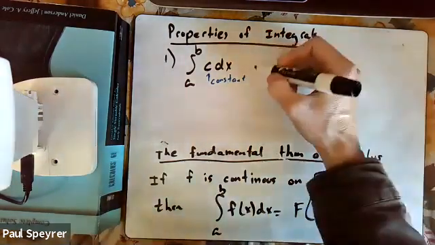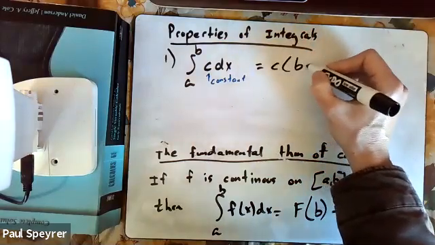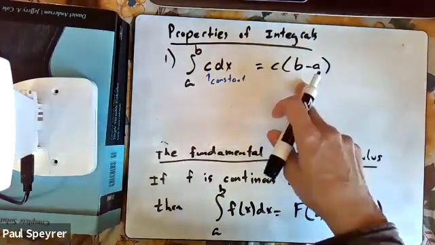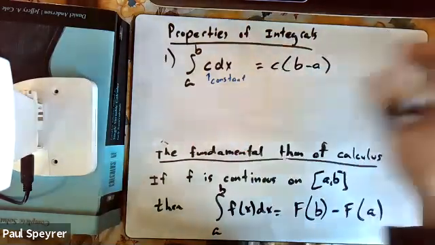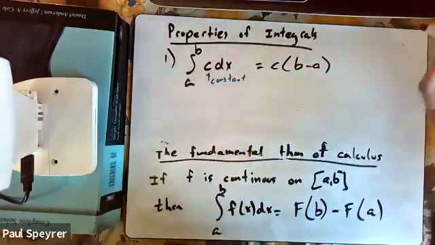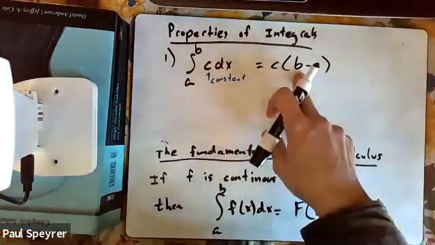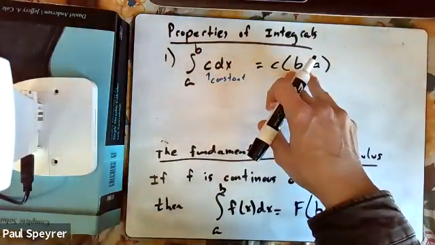Then your answer is just c times b minus a, like this. And we'll work one out like this in a couple minutes, and you'll see that it always works out the same way. You don't have to memorize this rule. If you just remember how to take the antiderivative and evaluate these respective limits, you'll always get to whatever this is right here.